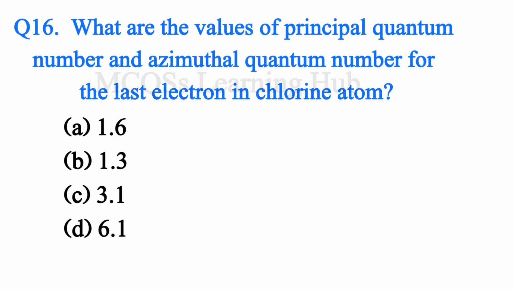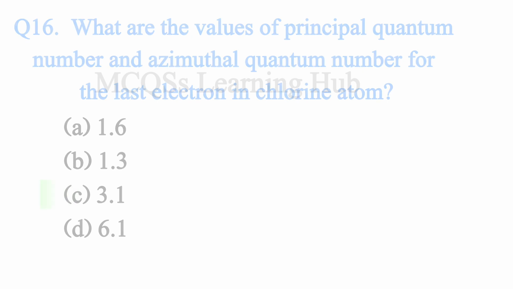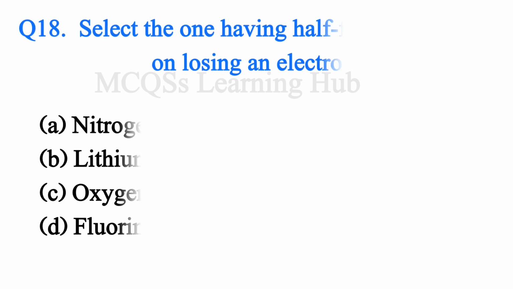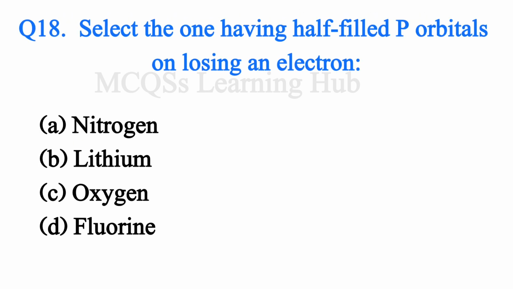What are the values of principal quantum number and azimuthal quantum number for the last electron in chlorine atom? Option C is correct. Which electronic level will allow the hydrogen atom to absorb a photon but not emit? Option A is correct. Select the one having half-filled p orbitals on losing an electron. Option C is correct.